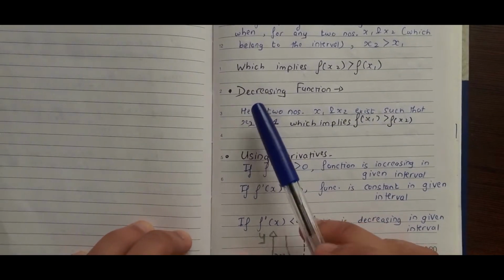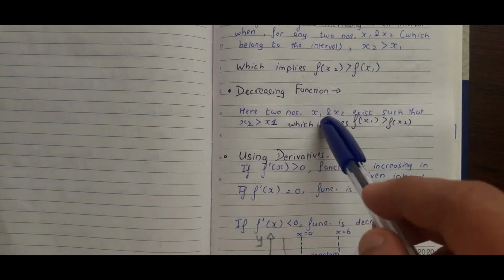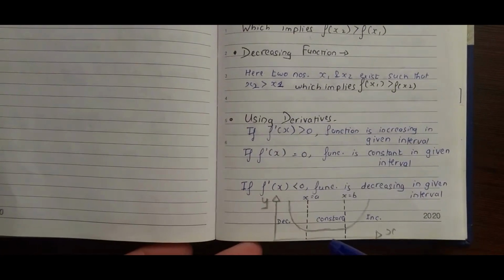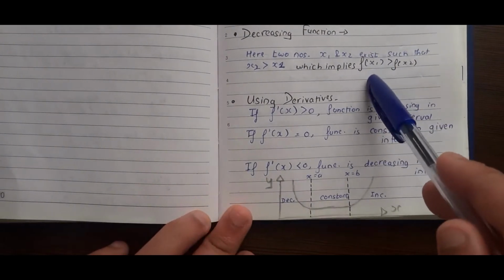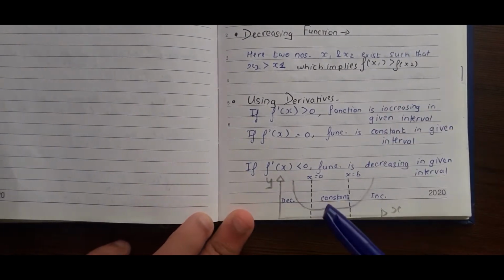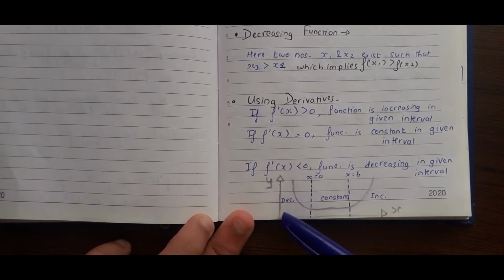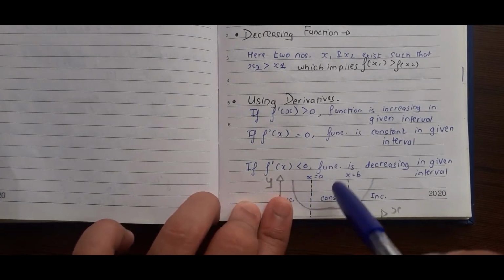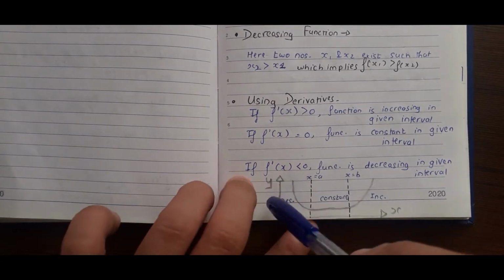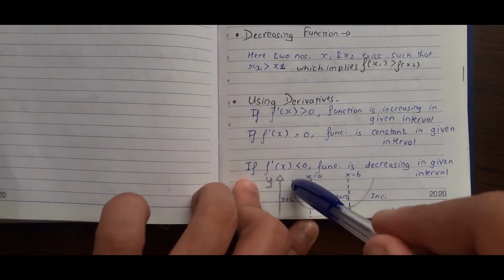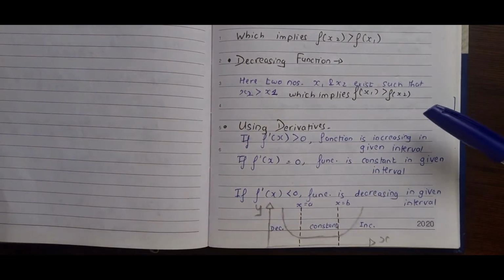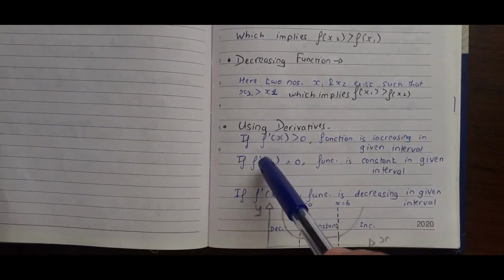Then you have a decreasing function, where again you take two numbers x1 and x2 which lie in the interval such that x2 is greater than x1. But over here your f of x1 is greater than f of x2. So if we take x2 over here, x1 over here, like in this region x1, in this region x2 at this point, then f of x2, the y value, is lower than that of f of x1, hence this is decreasing. Now we can check the increasing or decreasing properties by using the first derivative as well.